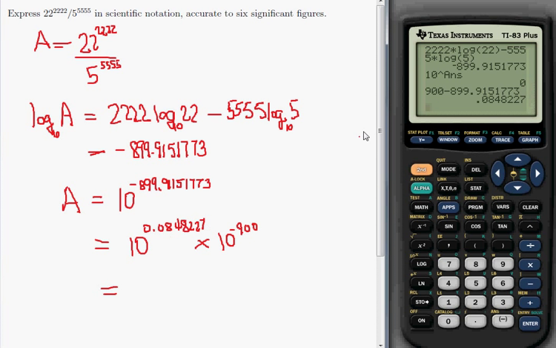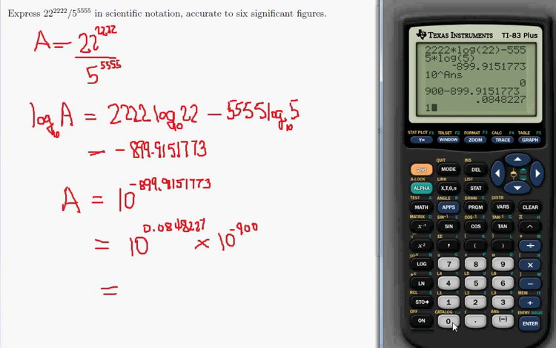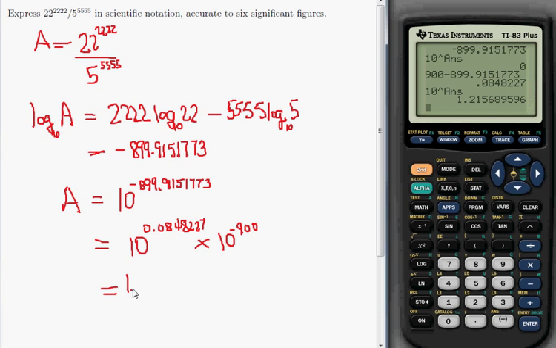So to finish the problem off, 10 raised to the thing that we just figured out is 1.215689596, more than that in a second, times 10 to the negative 900 power. Okay, and so basically that's our answer.